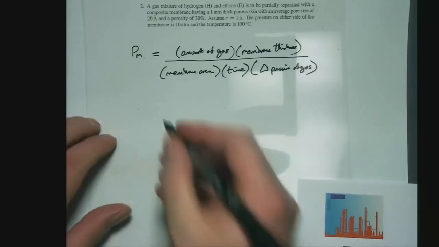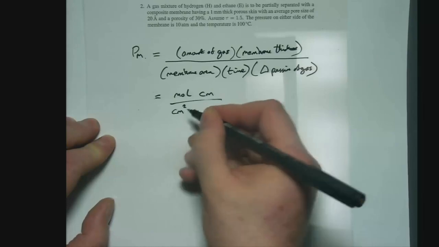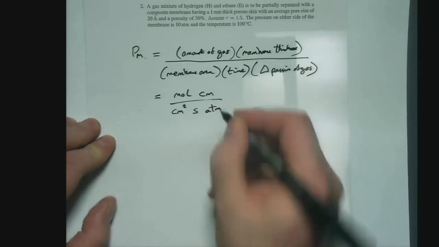So in this case, we're looking for a permeability in moles per centimeter squared, seconds and atmospheres. Okay, and we picked atmosphere because we're told the pressure across the membrane in atmospheres, so we might as well stay in atmospheres. Yeah? What's that called? Which one, sorry? The one with the delta. Delta pressure of gas. So the difference in the pressure of the gas from one side of the membrane to the other side of the membrane.